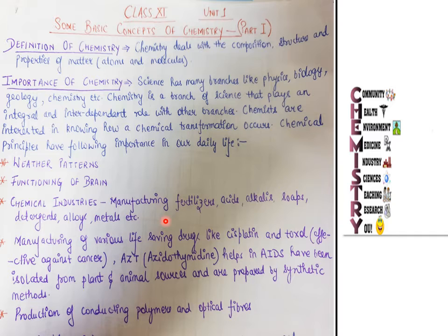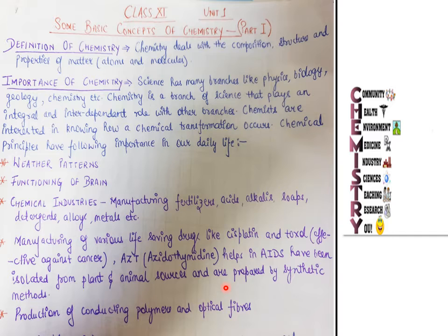Even in the drug industry, manufacturing of various life-saving drugs like cisplatin and Taxol, which fight against cancer, can be done, and its composition can be determined only and only by the knowledge of chemistry, knowledge of the analytical tools in chemistry, so that you understand what amount of the drug, or what dosage of the drug, is required for a particular disease.